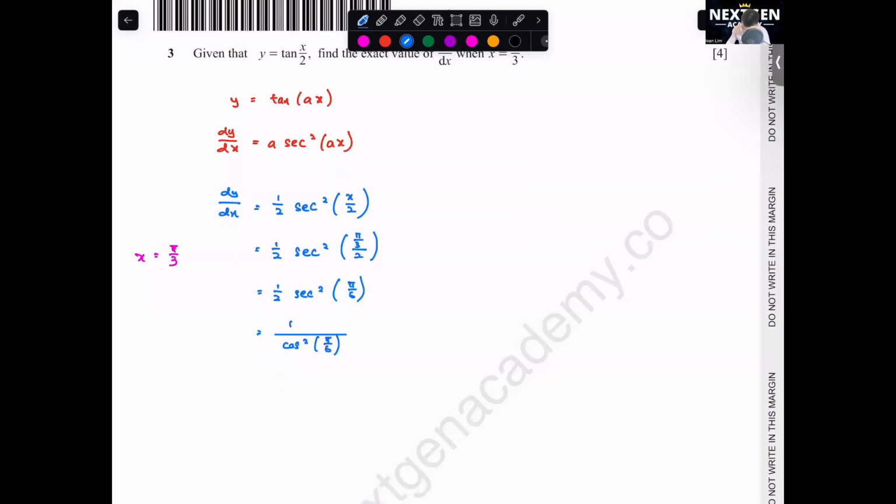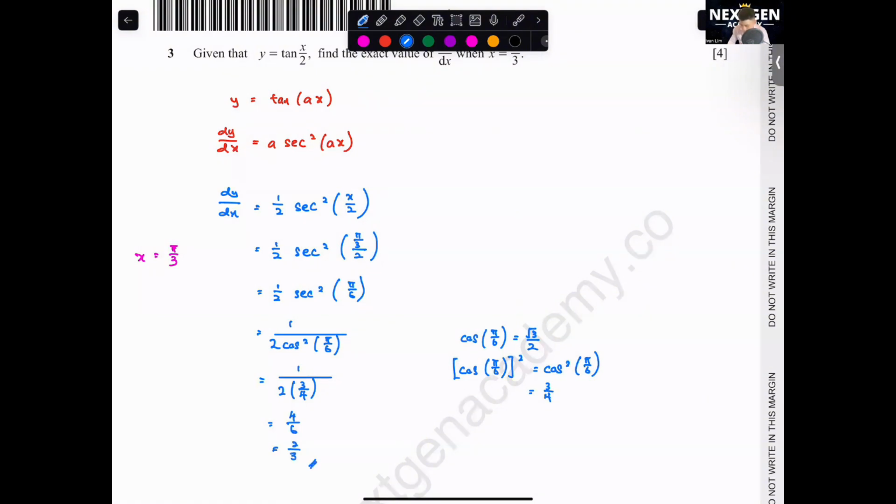We can do it at the side here. Cos pi over 6. You can type this and change the calculator to radian mode. You get square root 3 over 2. So how you type in the calculator is like that: cos pi over 6, you square it, which is equivalent to cos square pi over 6. And here you get 3 over 4. Your square root 3 over 2 squared is 3 over 4. 1 over 3 over 4. Oops, I forgot the 1 over 2. So here got 2. And here will become 4 over 6, which equals 2 over 3.